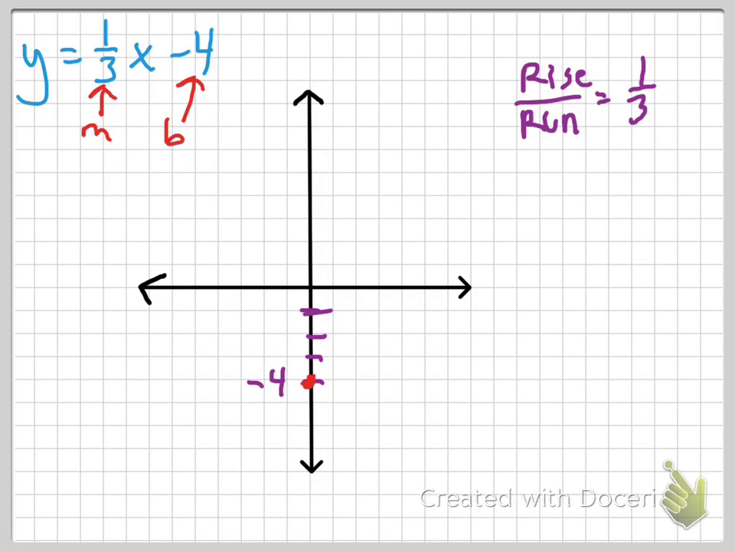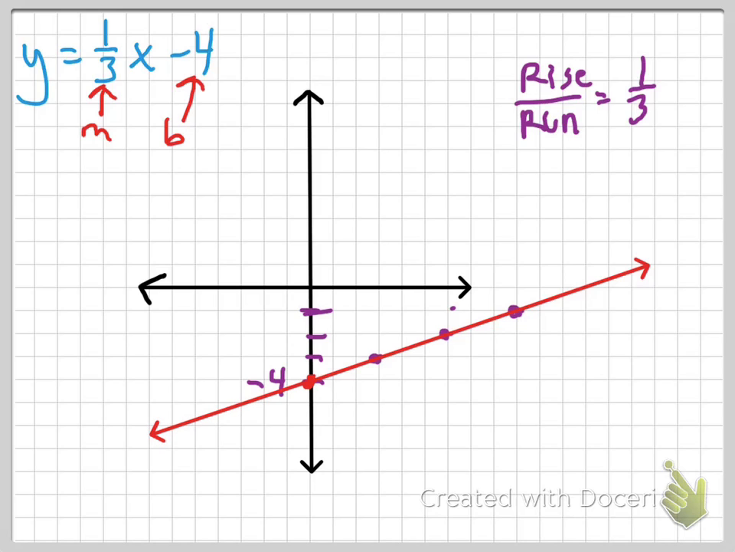So on my graph I know I'm going to be counting up 1/3. So I'm going to count up 1/3 squares, up 1/3 squares, up 1/3 squares, and I'm going to get this line going in this direction, just like that. And I'll backtrack it the other direction, like that.